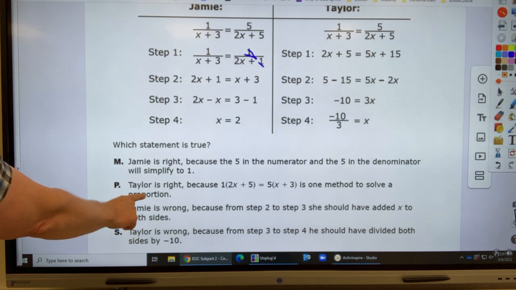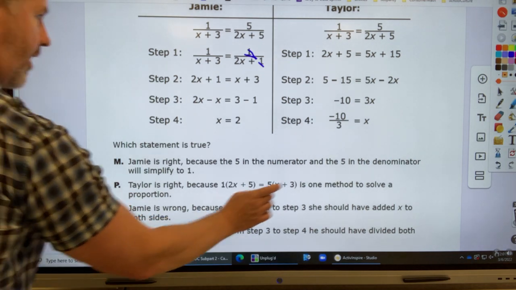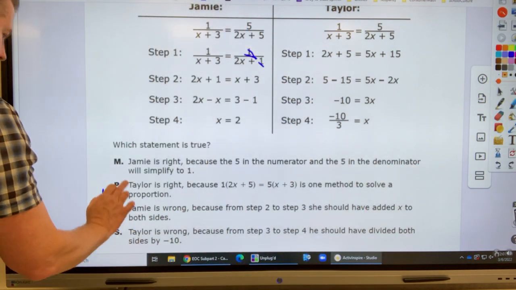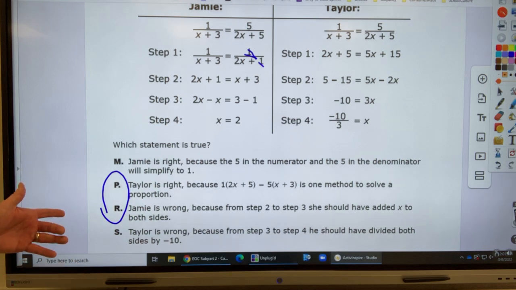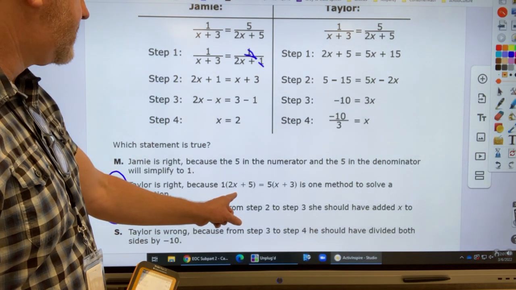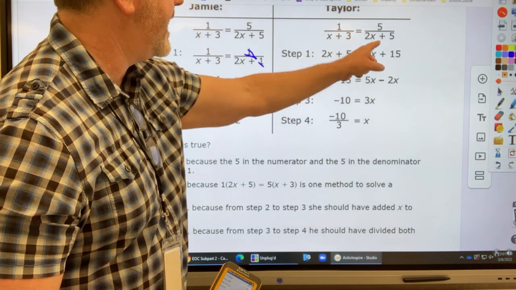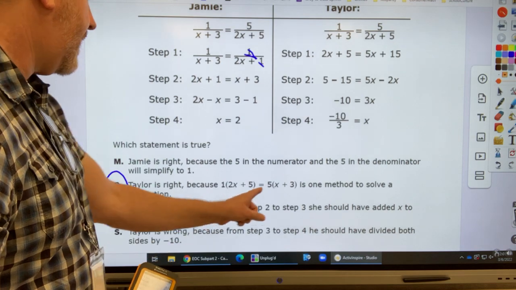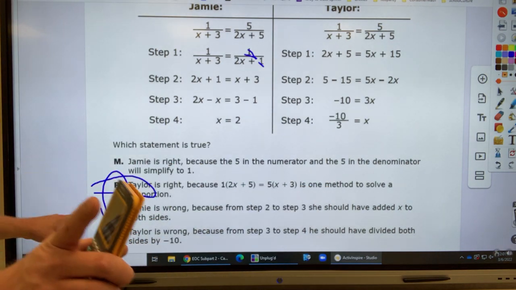Taylor is right. Jamie is wrong. So it's either one of these. We have to read these carefully. If Taylor is right or Jamie is wrong, those are kind of the same thing, but we have to read the rest of it because 1 times 2x plus 5 equals 5 times x plus 3. That's this step right here where he cross-multiplied, which is one method to solve a proportion. So I like that, but I'm still going to read R.